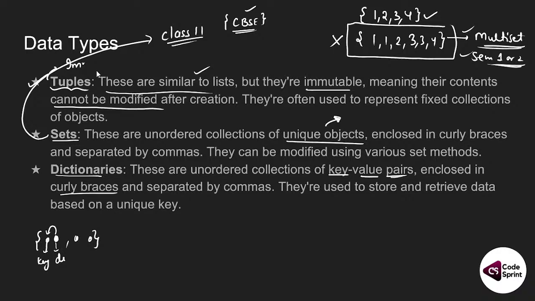Okay, tuples example. You can write t equals to, and here we are going to use these brackets, like (1, 2, 3). We are going to use the round brackets for this.